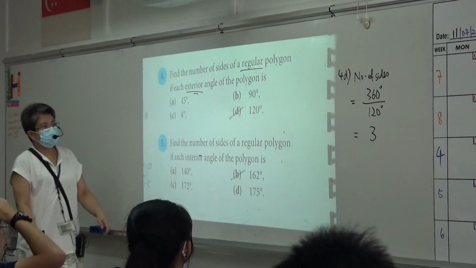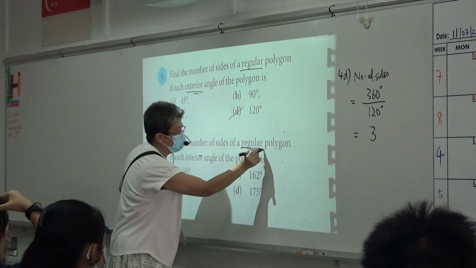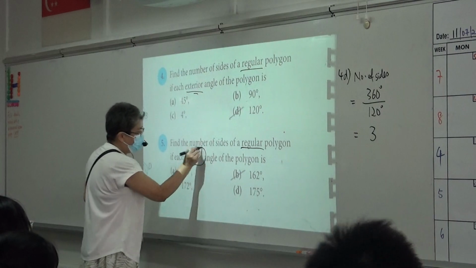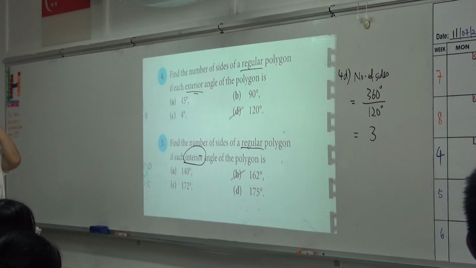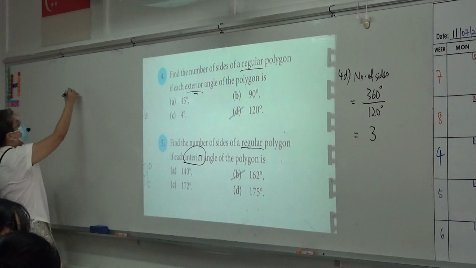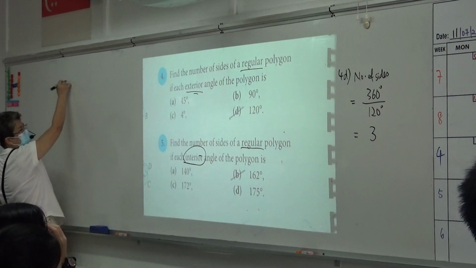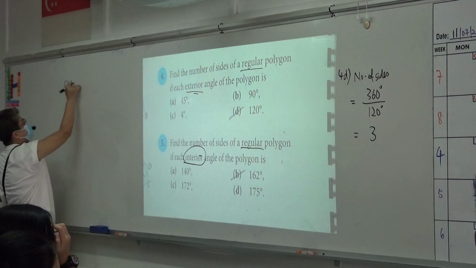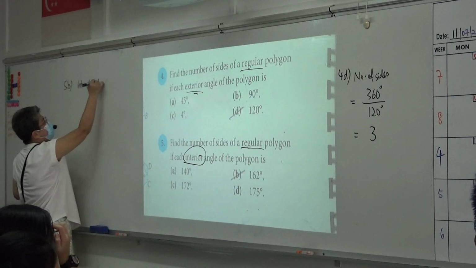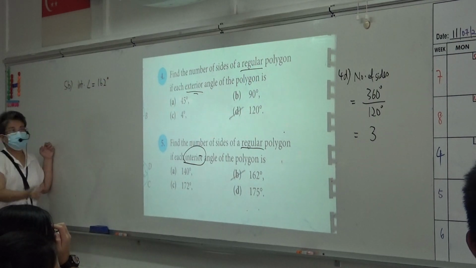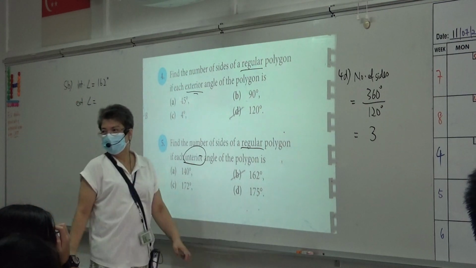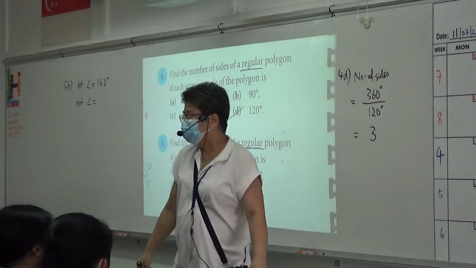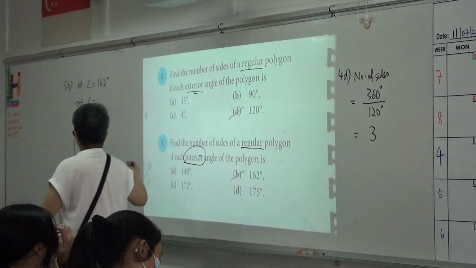Find the number of sides of a regular polygon when the interior angle is 162. Okay? Now, the interior angle is 162. So can you tell me the exterior angle is how much? 18. Okay, good.